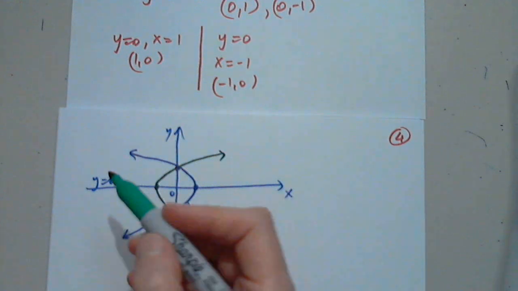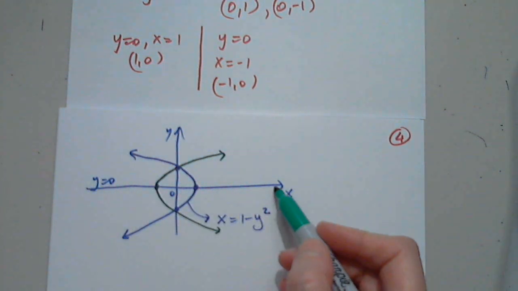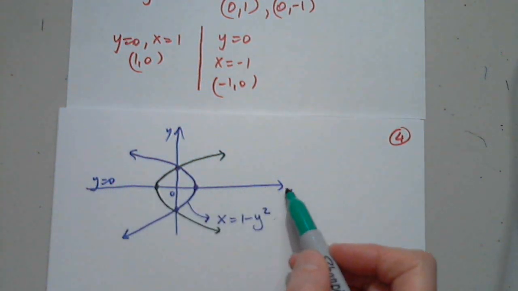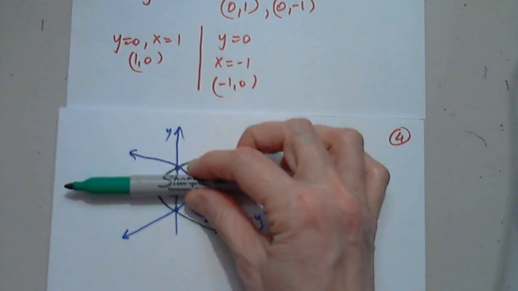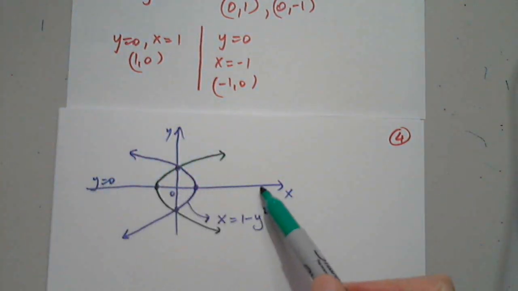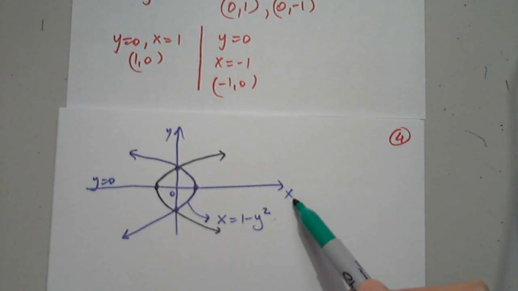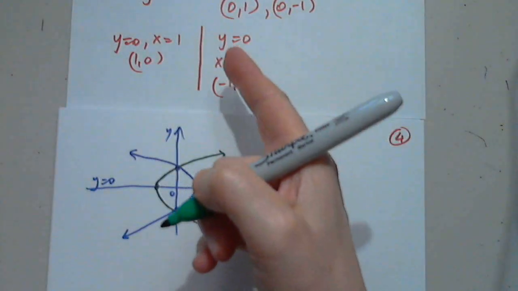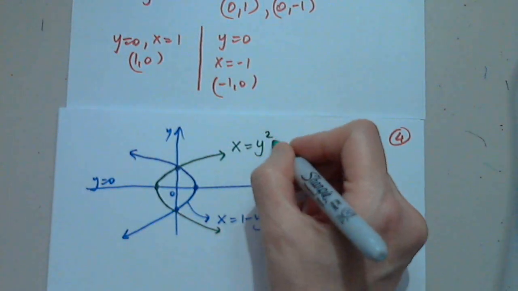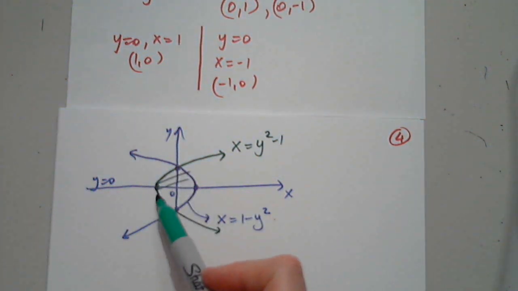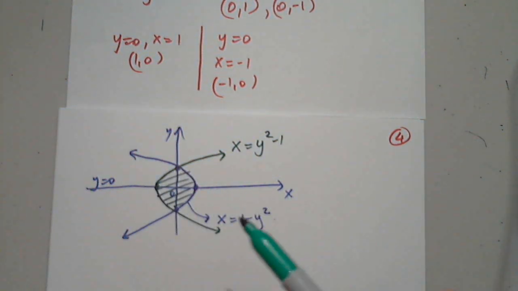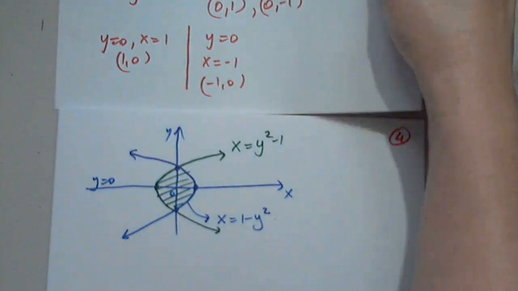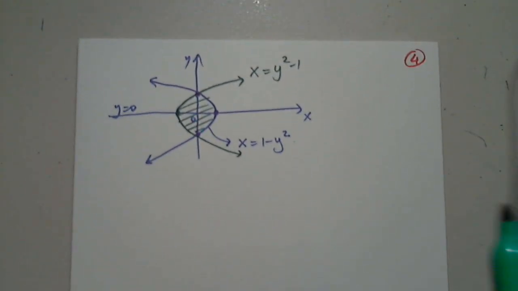I will always present the axis of symmetry no matter what type of parabola or conic section it is, but there is no need here because the axis of symmetry is the x-axis. So this one, solved for x, is x equals y squared minus 1. Obviously, the area in question is the shaded area. And let's see how we get this.